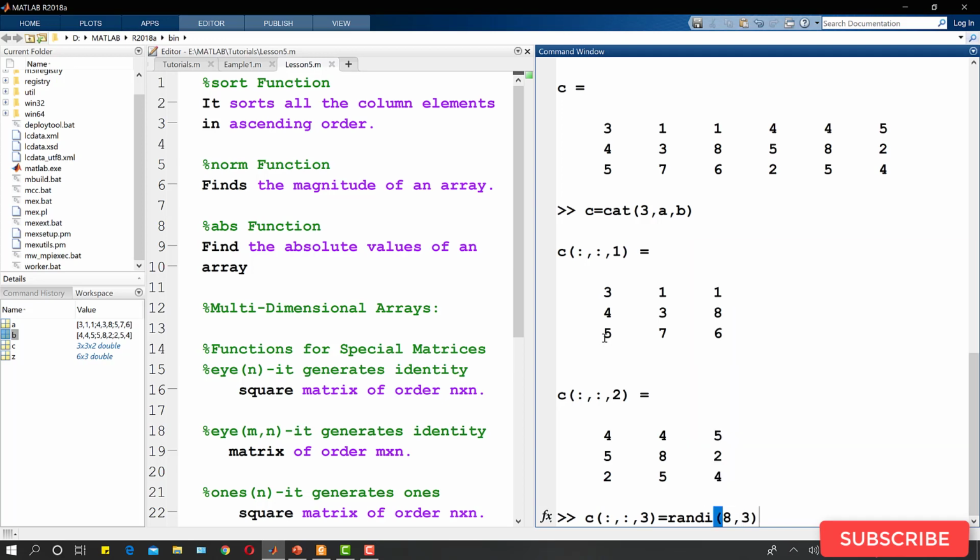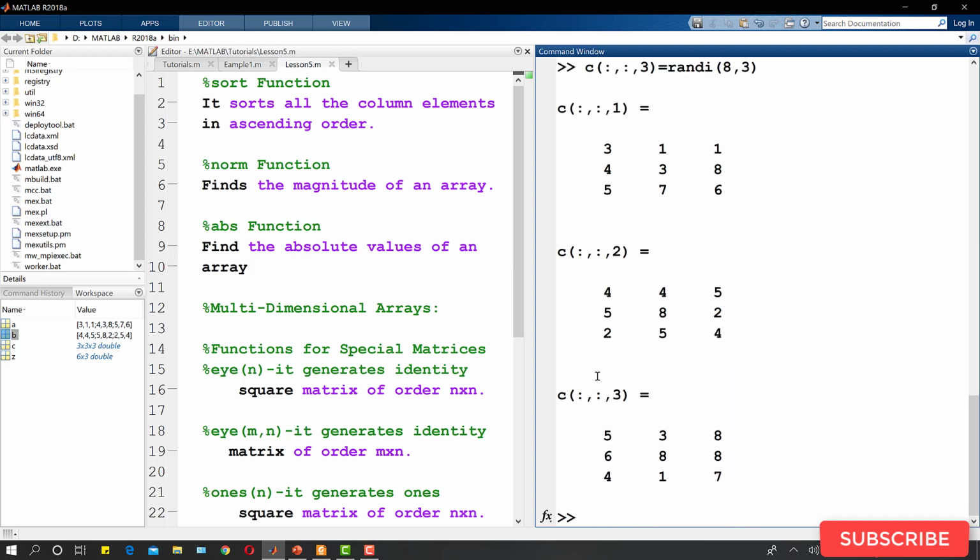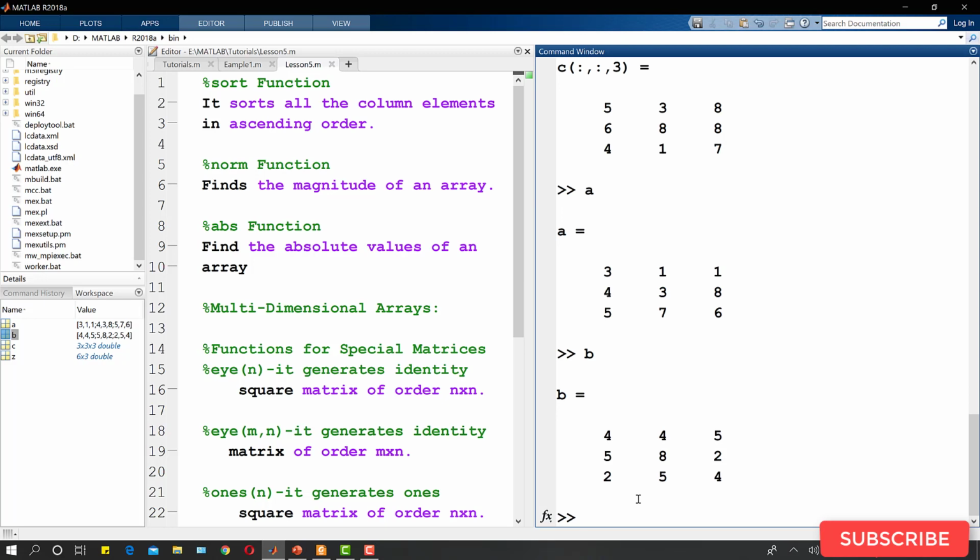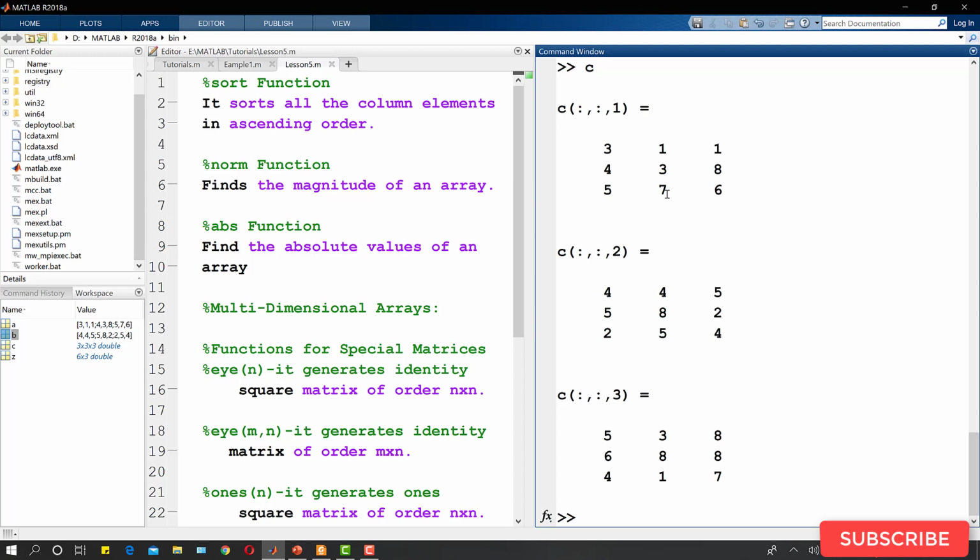So if I write 3, now we have placed another third page. If we have, let's suppose, 5 matrices and we want to concatenate them, to place one above each other, let's suppose we have this A matrix, this B matrix, and this C matrix. C matrix is a three-dimensional array and A and B are only two-dimensional arrays.